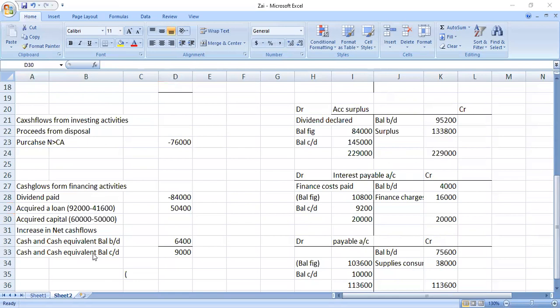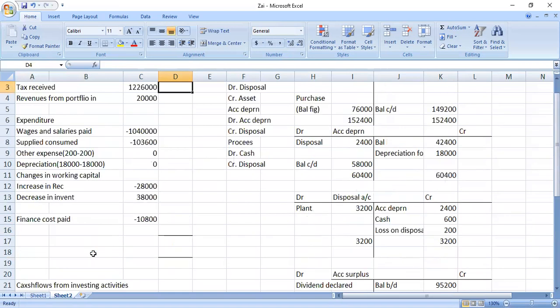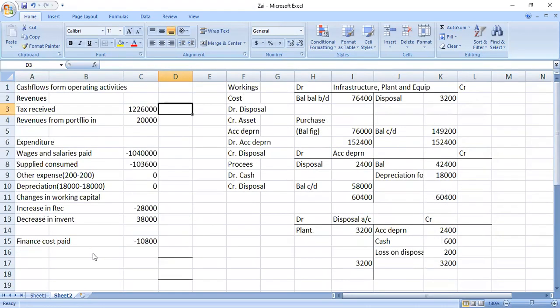Then you go to equity. Capital also increased by 10. Okay, so money came in, so it's positive for cash. And then anything else? No. So you have finished the entire statements. So then lastly, you come and add and get the final answer.